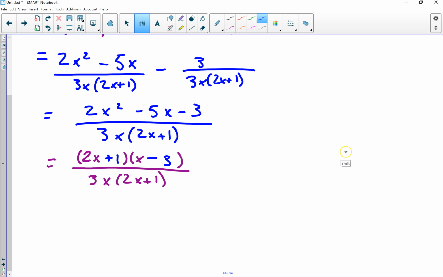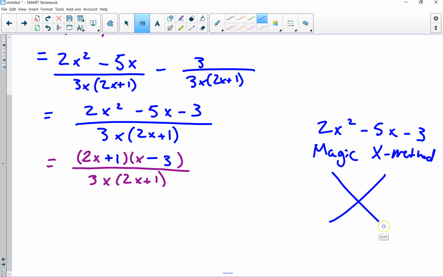So how does that method work? Well, it's called the magic X method in the video. And how it works is you create an X, and that X is really just organizing your work. On the top of the X, you multiply your A and your C term. So 2 times -3 is -6. And then on the bottom of my X, I write the x coefficient, -5. So I want to find the 2 factors of -6, and I'll write them in these other sides of the X, the 2 factors of -6 that add to -5.